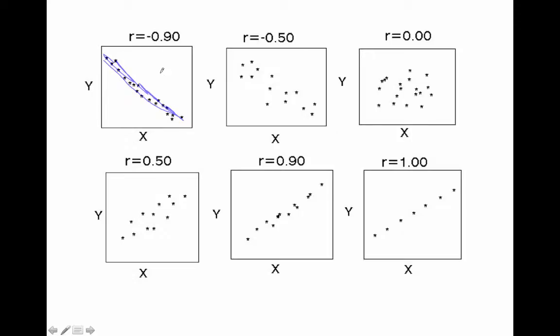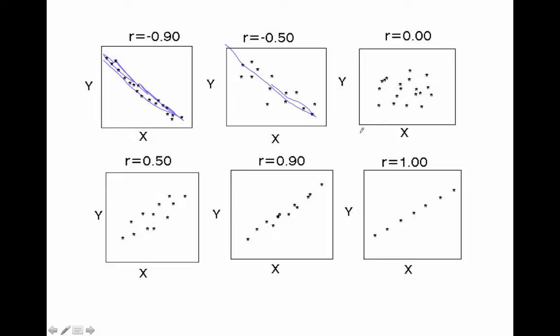If it were quadratic, then positive would mean like this. But R being negative like this means as one goes up, so as x goes up, the other one goes down. This one is still negative, and it's still kind of linear, but it's not as tight to the line as this one. So it's not as close to -1.